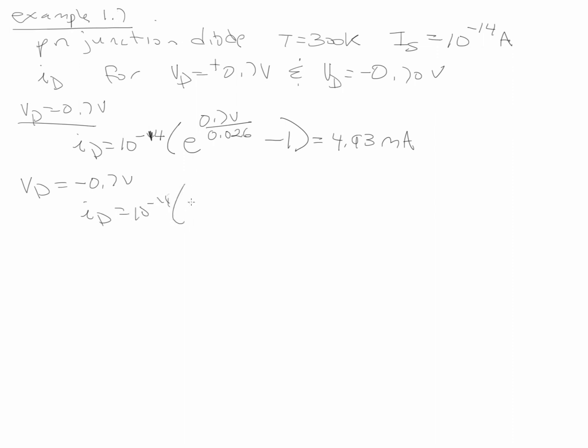And then likewise for VD equals minus 0.7 volts, you're going to get 10 to the minus 14th, e to the minus 0.7 over 0.026, minus 1, and you'll get minus 10 to the minus 14 amps, which I would just call 0 amps myself. And so that's it for that example. Pretty straightforward and simple.